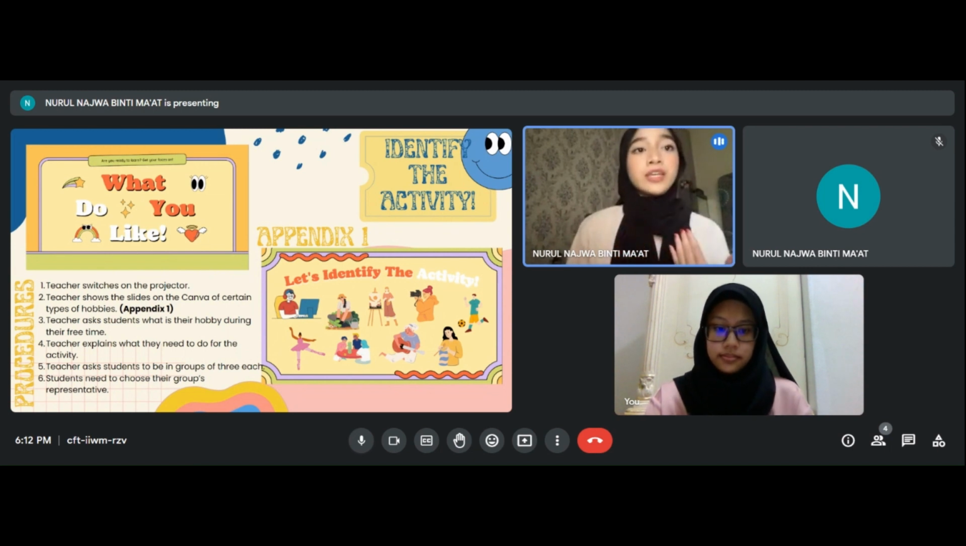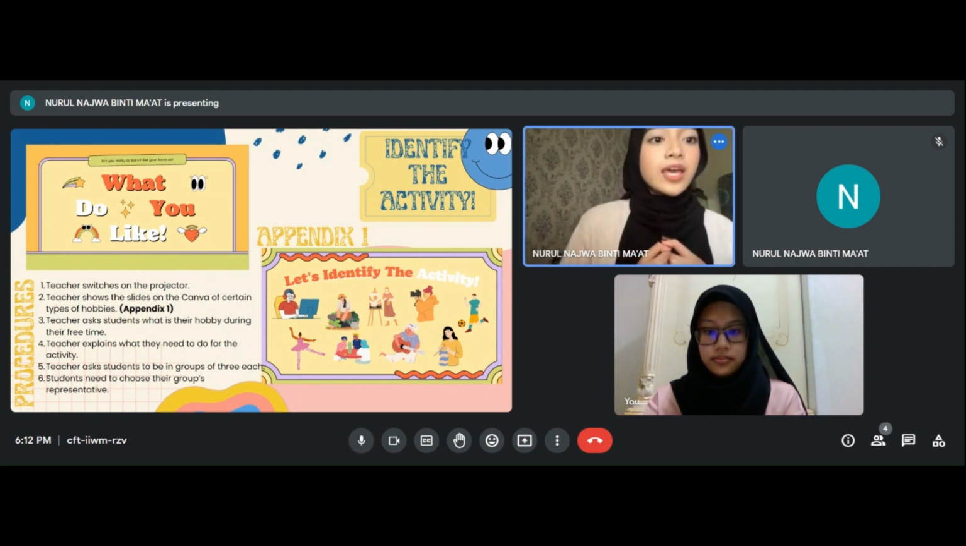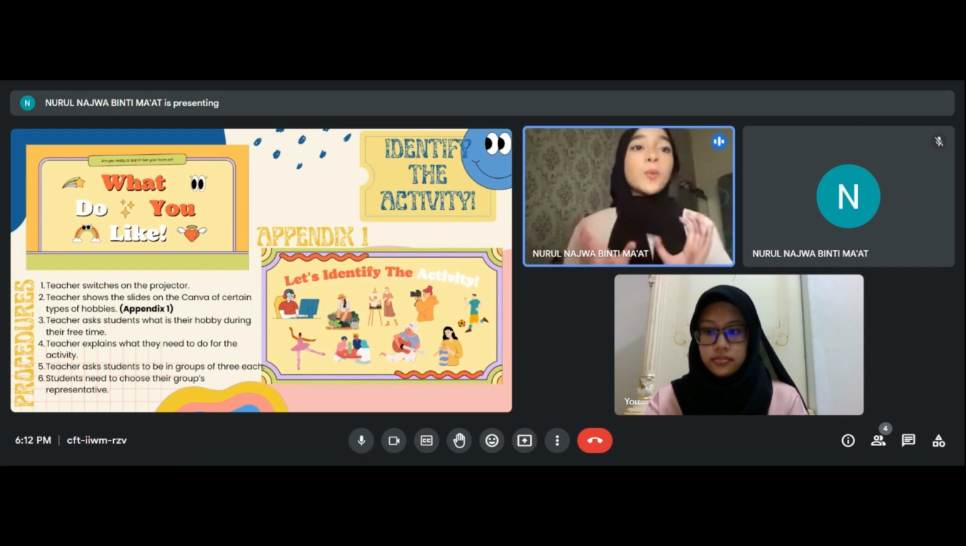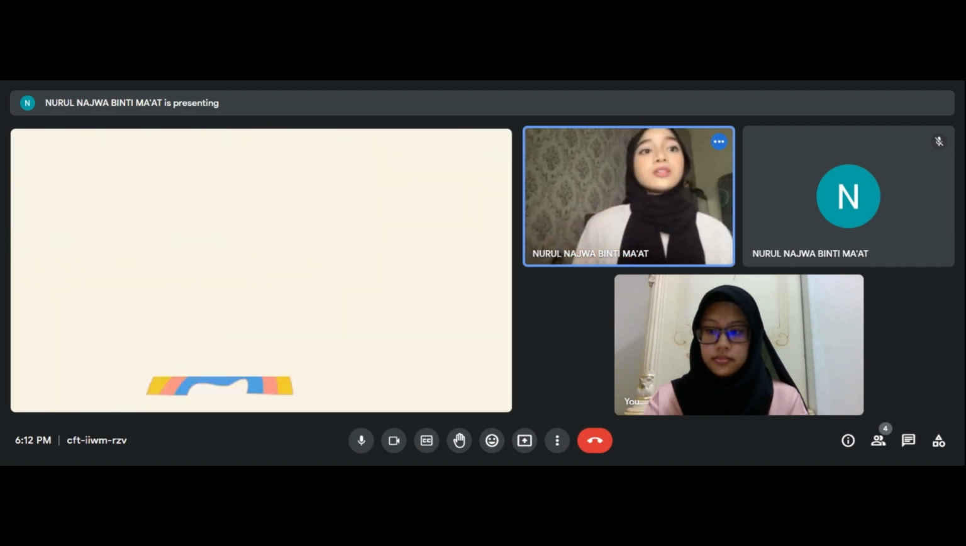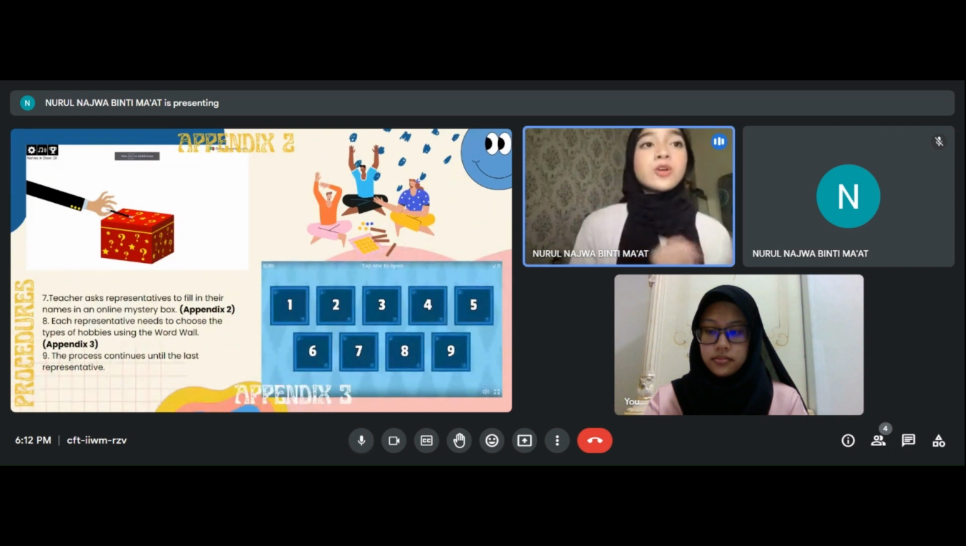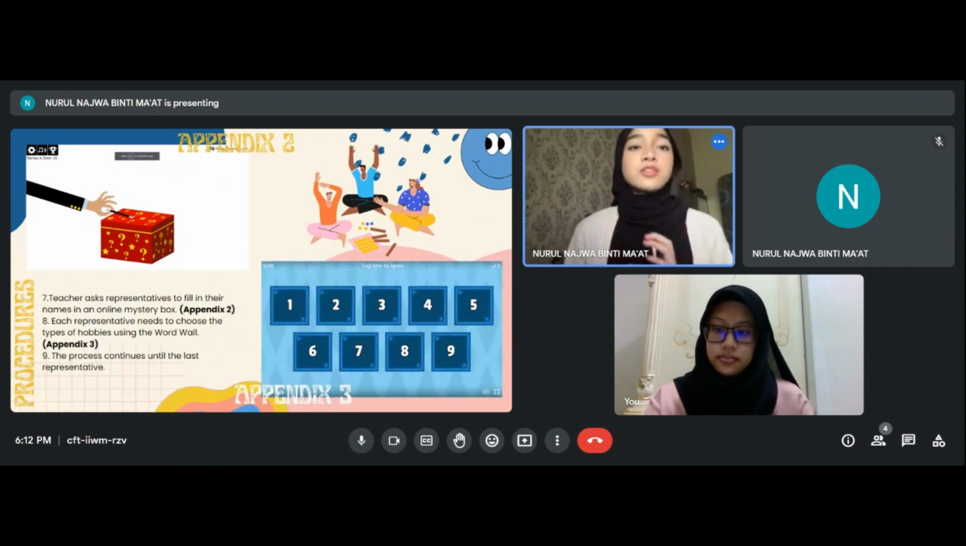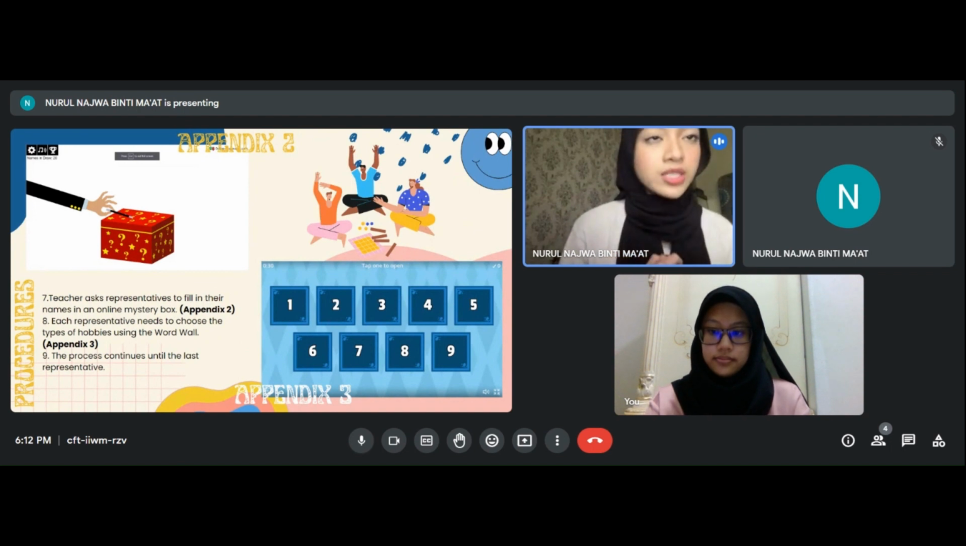After that, the teacher will also explain what they need to do for the activity. To continue the activity, first the teacher will ask students to be in groups of 3 students each, and after that the students need to choose their group mates, with only one representative for each group. Next, after they have chosen their group representative, the teacher will ask the representatives to fill in their names in an online mystery box based on appendix 2. And after that, each representative needs to choose the types of hobby using the word wall based on appendix 3. So the process will continue until the last representative.